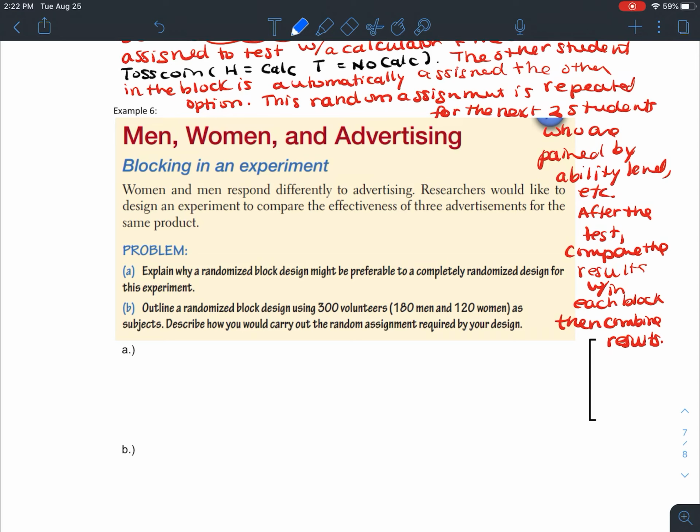Okay, so the next example, it says here, women and men respond differently to advertising. Researchers would like to design an experiment to compare the effectiveness of 3 advertisements for the same product. Explain why a randomized block design might be preferable to a completely randomized design for this experiment. Okay, so let's look at this part here first. Okay, now here's the difference.